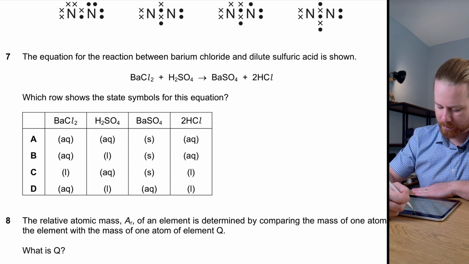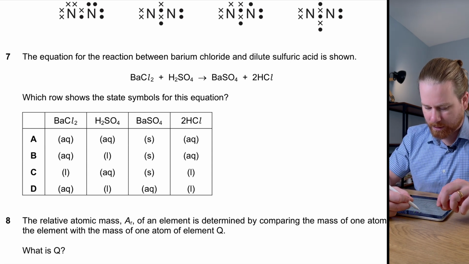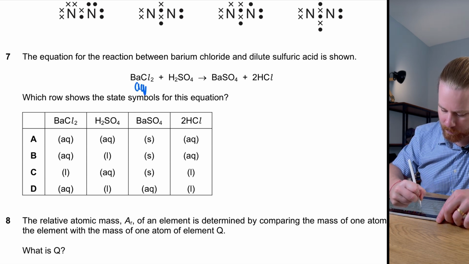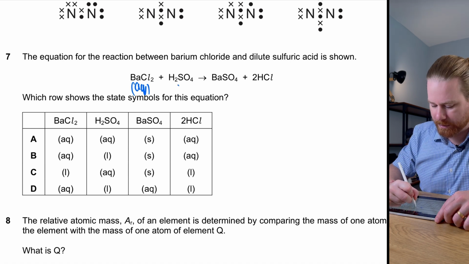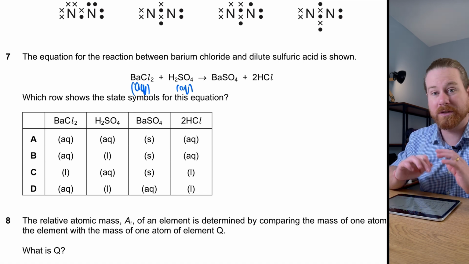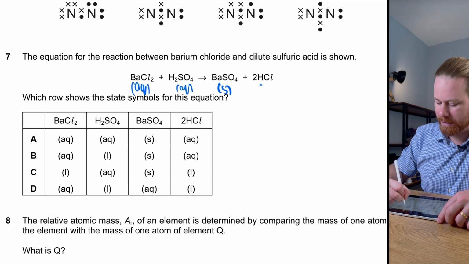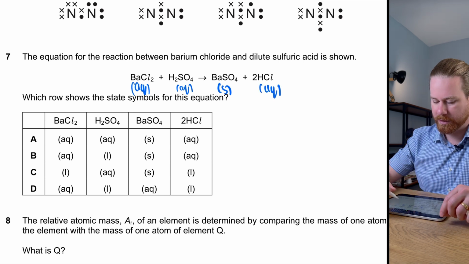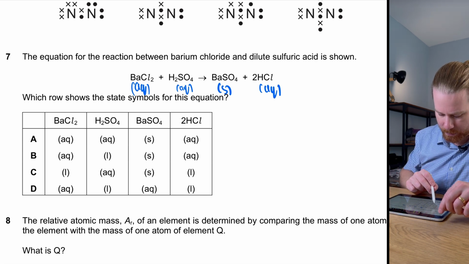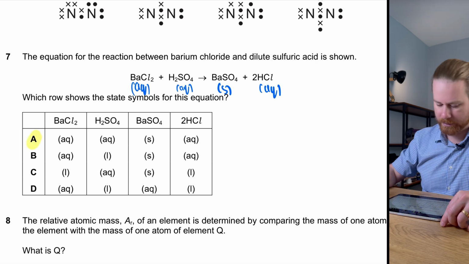So before we look at the correct rows, we could just be thinking about the things that are solid or liquid or aqueous. Where's the pen? Here's the pen. So barium chloride is aqueous. Sulfuric acid is an acid, so that is always aqueous. This is testing if we can remember that barium sulfate forms a precipitate, and precipitates are solid. So this one has to be solid, and hydrochloric acid is of course aqueous. So which matches up to AQ, AQ, S, AQ? Okay, AQ, AQ, S, AQ. So here we go. So it has to be A.